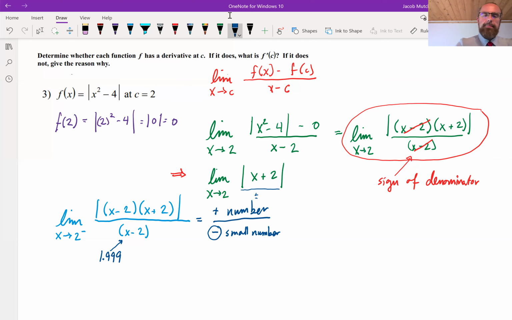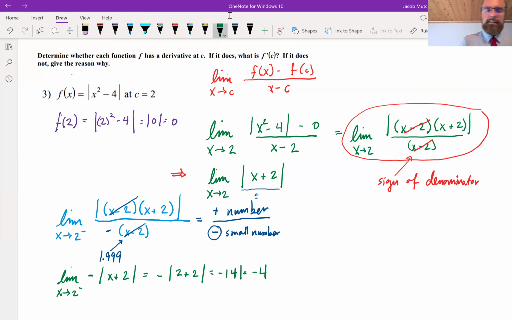So my next step here would be to cancel this, but to keep in mind that this value would be negative. So I'm going to take that simplified form, the limit as x approaches 2 from the left, and I'm going to leave that negative sign out front. It's the negative absolute value of x plus 2. So then I can apply direct substitution. Negative absolute value of 2 plus 2 is negative absolute value of 4, which is negative 4.